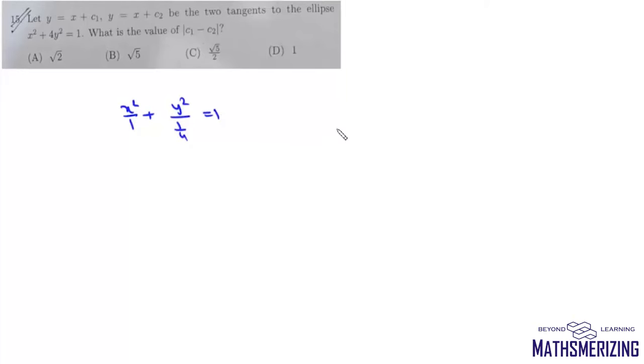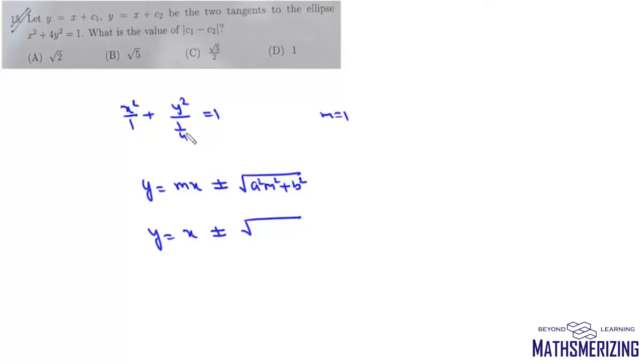Now, for these two tangents, the value of m is 1. We know that the equation of a tangent to an ellipse is given by y equals mx plus or minus the square root of a square m square plus b square. In this case, m is 1, so it will be y equals x plus or minus the square root of a square plus b square. Now a square is 1 and b square is 1 by 4, so this value will be simply 5 by 4.